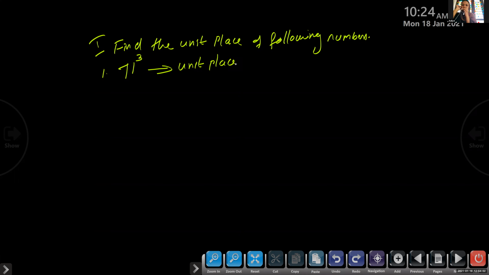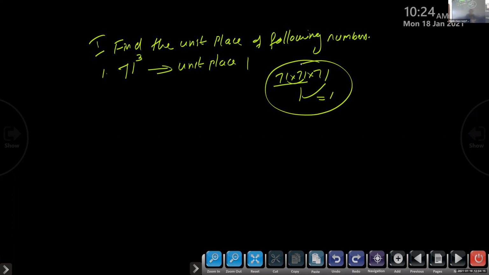Ma'am, 1. 1, correct. Because 71 into 71 into 71. When we multiply this, 1 into 1, 1. Again 1 into 1, 1. Understood how to find? Okay, Asin, next is your turn.